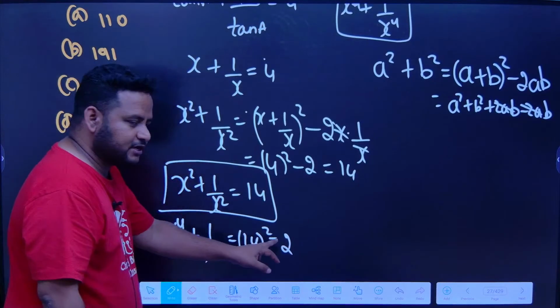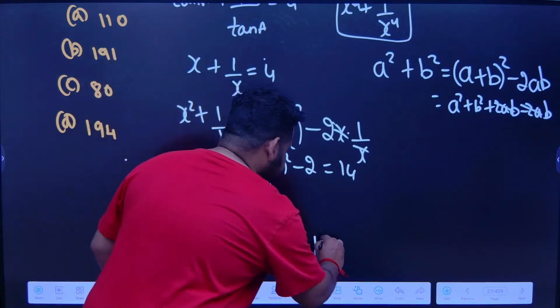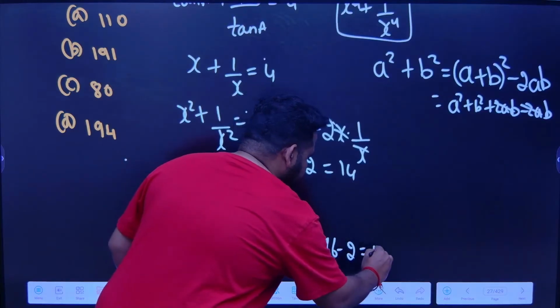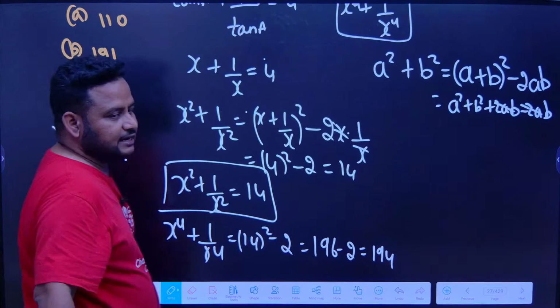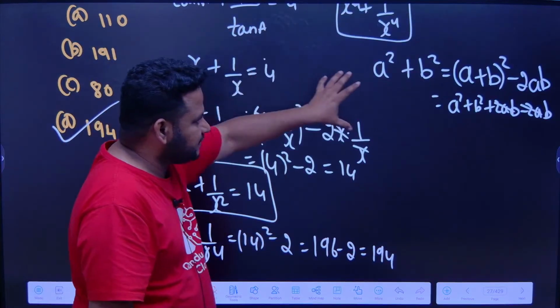So, 14 square minus 2 is nothing but 196 minus 2, the answer is 194. Understood? So, the answer is what? Option D is the right answer. So, for your understanding, I have written these steps.